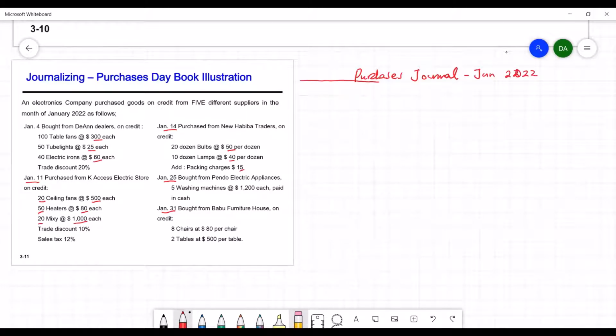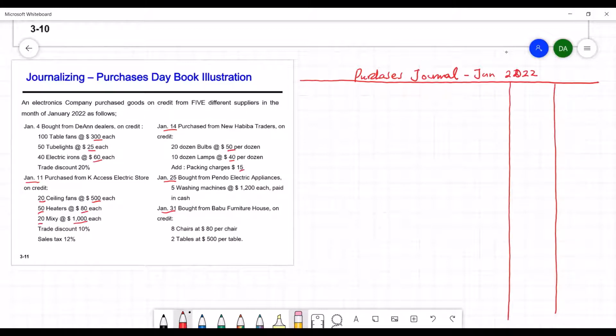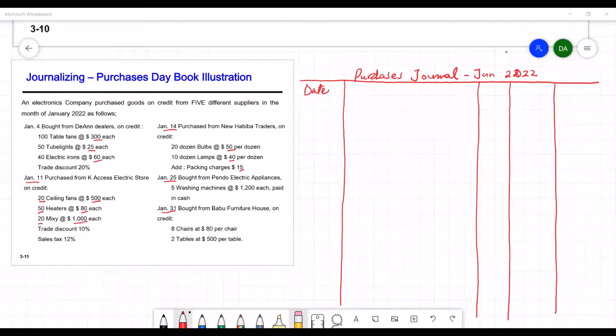Purchases journal for the month of January 2022. A purchases journal has a column for date, a column for particulars, a column for folio, that is the reference number, a column for details, and that is the amount in details. Then we have a column for amount in total.